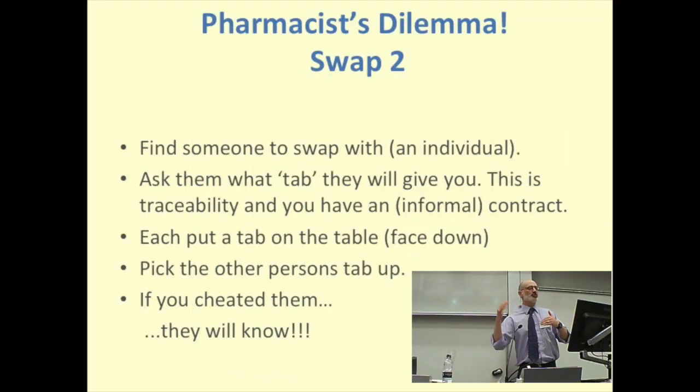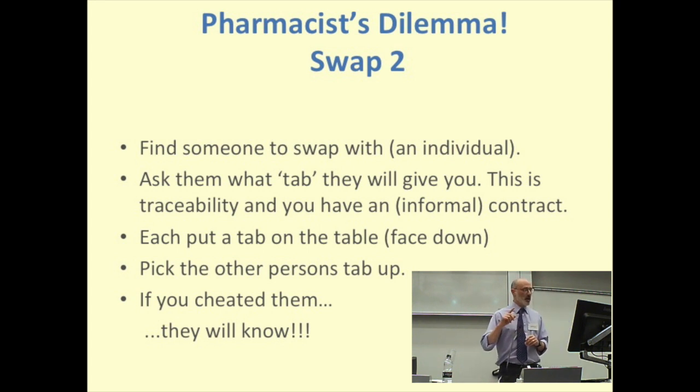Okay, so swap number 2. Now this is actually in the lecture, there's usually a bit of a gap between these. But swap number 2 is a mimic of technical agreements and a chain of accountability. So this time I'd like you to find an individual to swap with. Ask them what tab they are going to give you. That's traceability, because you know who the individual is going to be, and you will have an informal contract, a bit like a technical agreement.